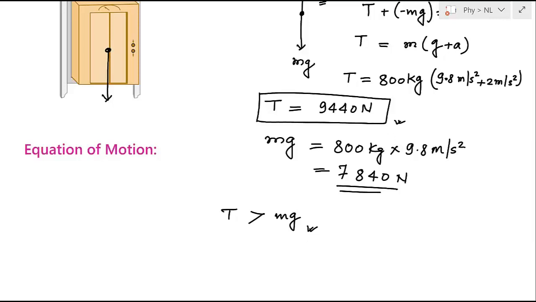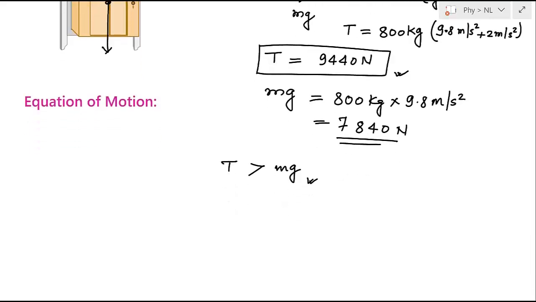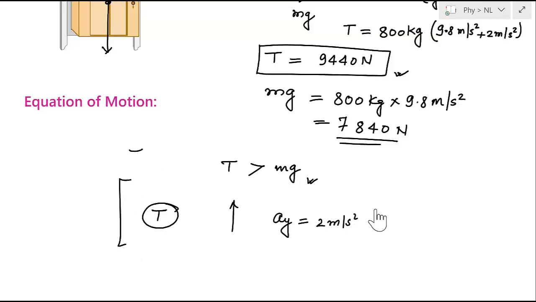You will also get the same answer for the value of tension if the elevator is moving up and gaining speed with an acceleration of 2 meter per second square. So you should get the same T value if your elevator is moving up and the acceleration in this case is 2 meter per second square. So you can try it yourself. For this case you also get tension equals mg plus a.